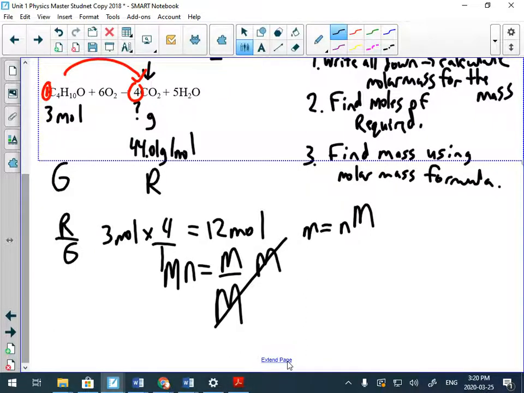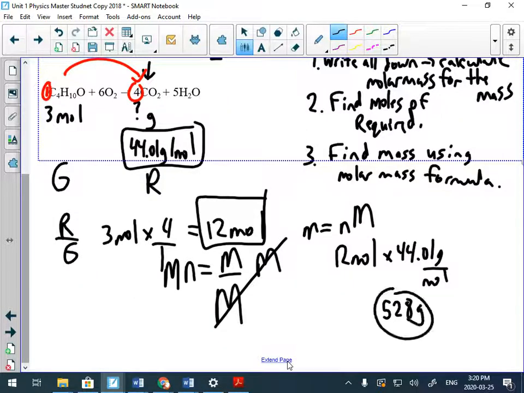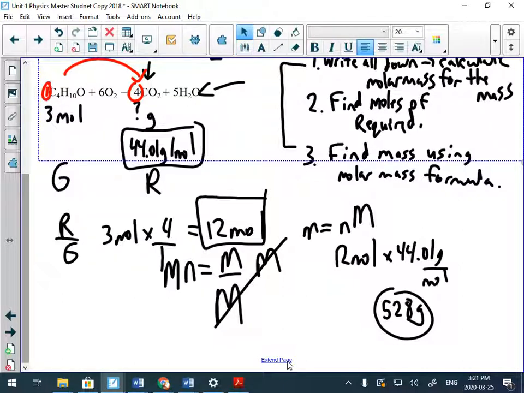Okay, well, did we find out how many moles? Yep, 12 moles. And do we have the molar mass? 44.01. And when we multiply that out, 12 times 44.01, we get, well, it's a pretty big number, 528 grams. Okay, so this last question's a little bit tougher, but because you're going to be able to do this open book, I'm pretty confident you can follow the procedure and get those questions right tomorrow.